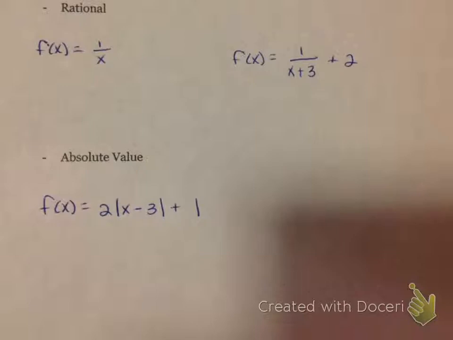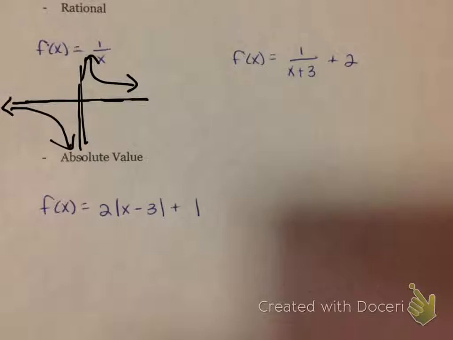Next type of graph, we have our rational graphs. So first I just have the most basic 1 over x. The x-axis is the asymptote and the y-axis is my asymptote. And my branches are going to be top right and bottom left.